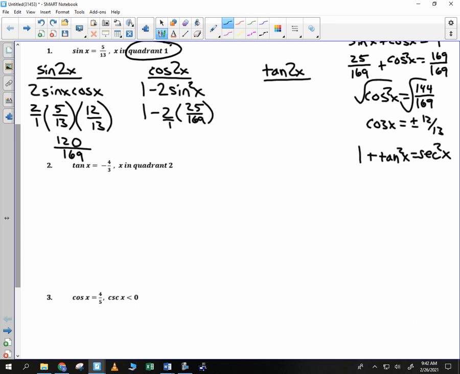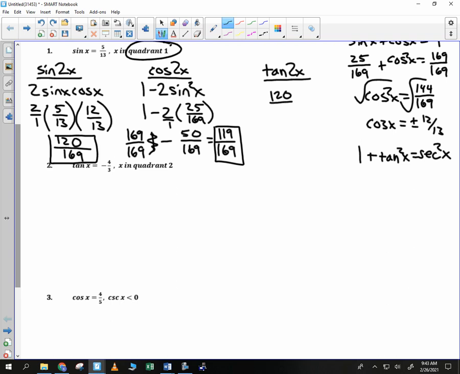So then it's 2 over 1 times 25 over 169, or 1 minus 50 over 169. I need common denominators, so 169 over 169 minus 50 over 169, 119 over 169. So that's sine of 2x, and that's cosine of 2x. To get tangent, divide those two: 120 over 169 divided by 119 over 169.